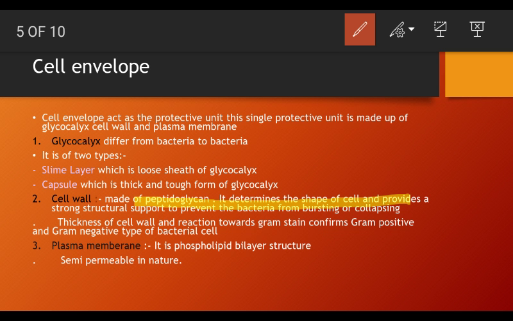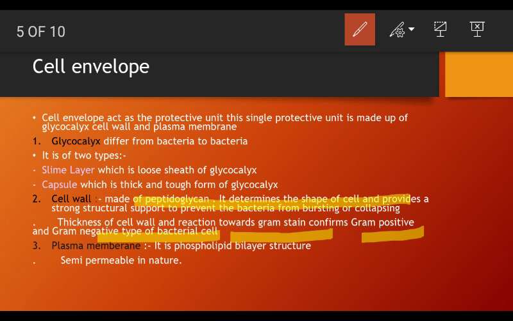It determines the shape of the cell, and it provides strong structural support to prevent the bacteria from bursting and collapsing. Bursting means it does not allow the cell to burst when the concentration of the solution in its surrounding differs from what is normally required, right? And the thickness of the cell wall and its reaction towards the gram stain confirms gram positive and gram negative bacterial cells, right?